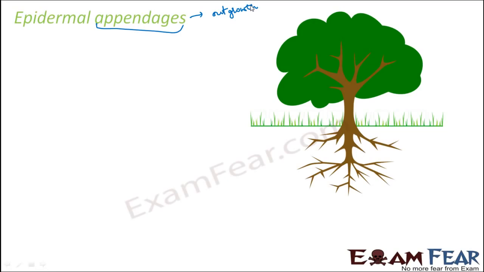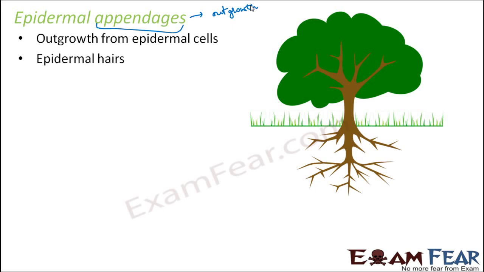So let us see what are epidermal appendages. These are outgrowths from epidermal cells. Now epidermal cells are the cells on the skin of the plant body, the outermost layer of cells. So these are also known as epidermal hairs. Epidermal hairs are small hair-like structures coming out from the epidermal cells.